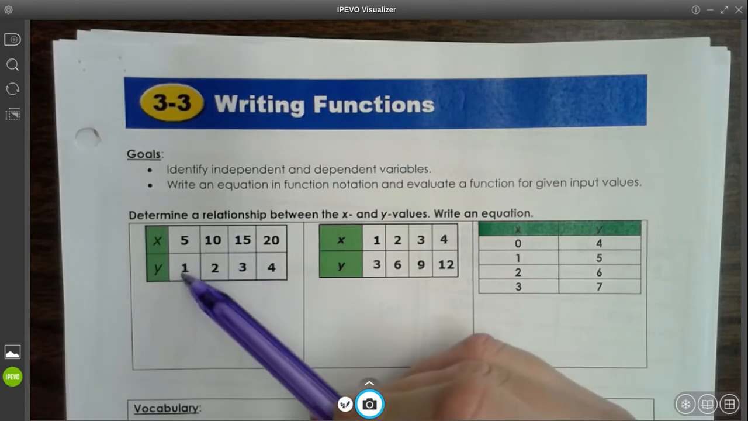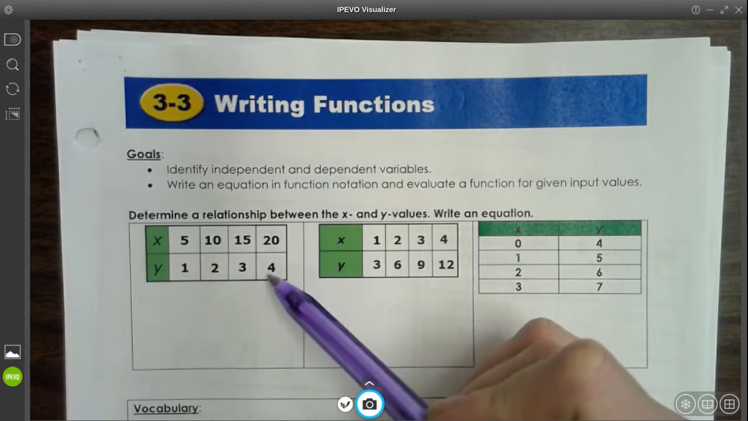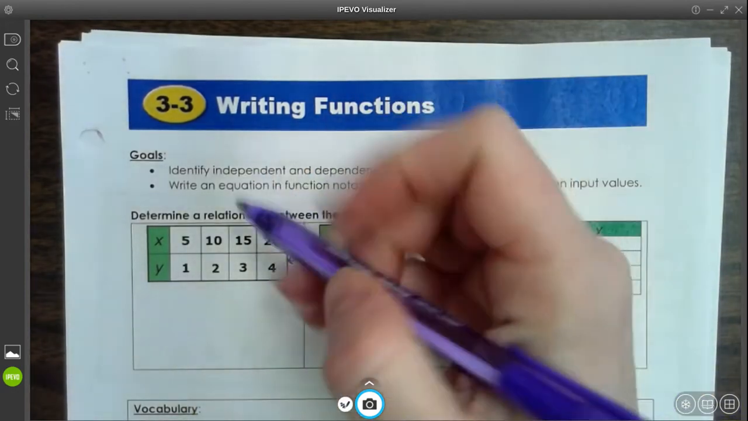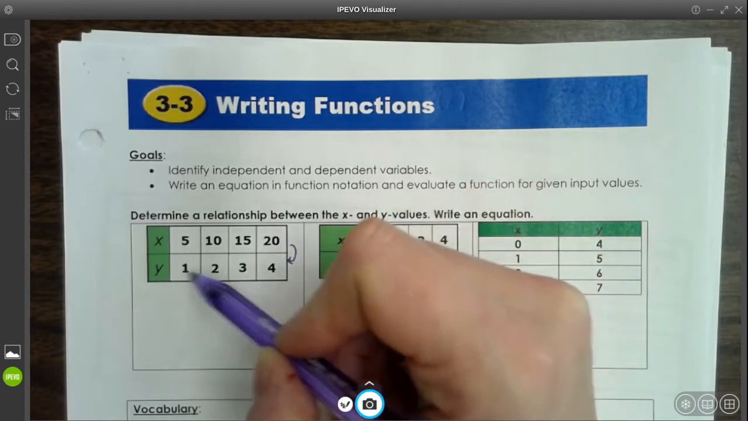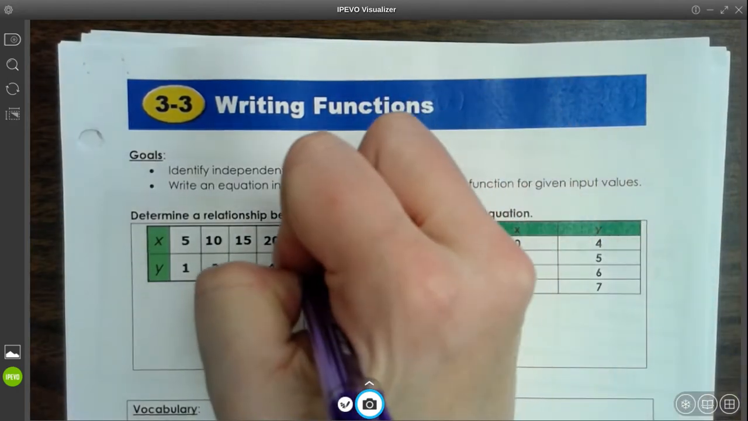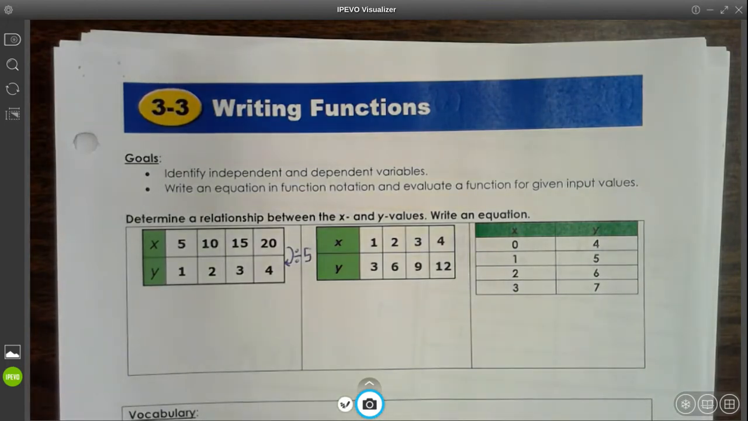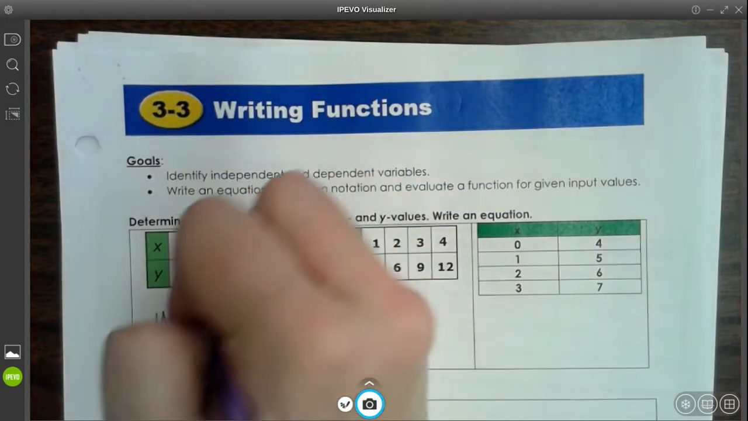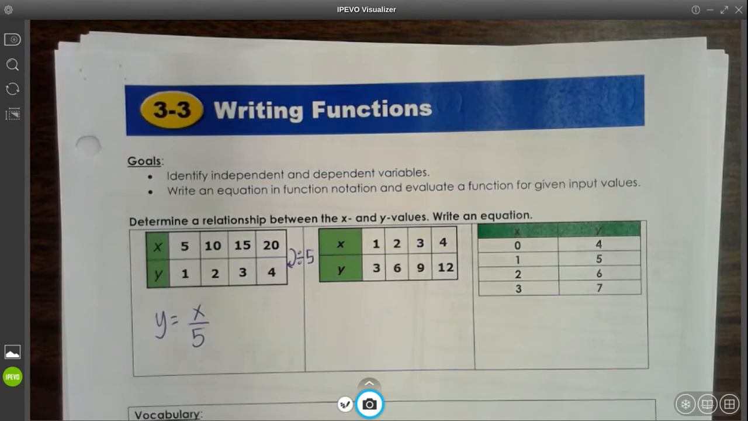How do I get from 5 to 1? How do I get from 10 to 2, 15 to 3, and 20 to 4 being the same operation every single time? Okay, so in this example, what's happening is if I divide all of the x values by 5, I get all of the y values. 5 divided by 5 is 1, 10 divided by 5 is 2, 15 divided by 5 is 3, and 20 divided by 5 is 4. So to get the y values, we're going to write y equals, we're taking the x value and we're dividing by 5. Okay, that's all there is to that equation.